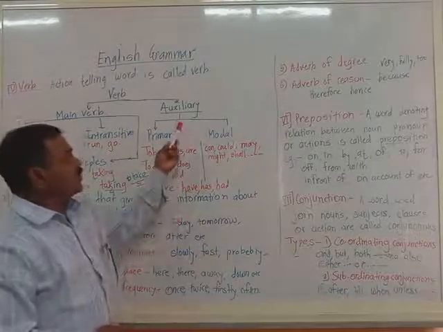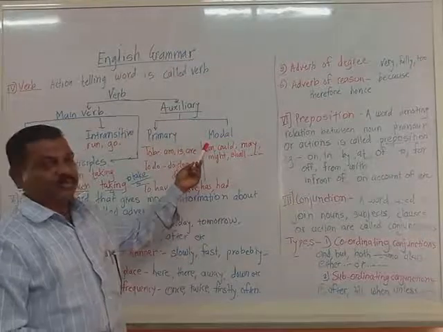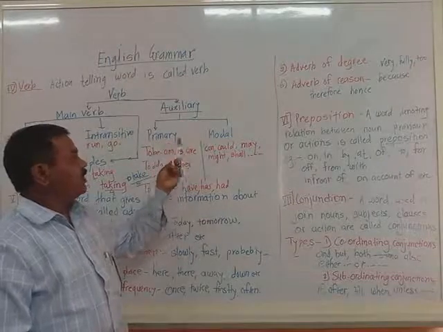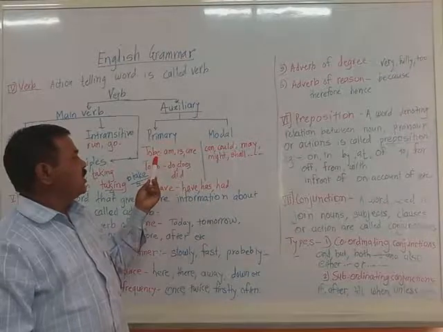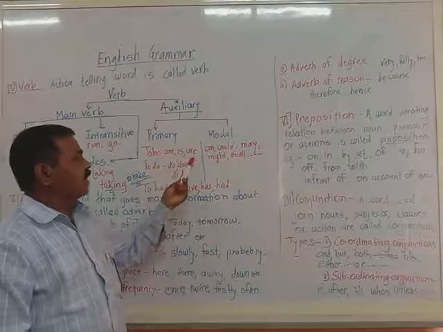Again, auxiliaries. There are two types of auxiliaries: primary auxiliaries and modal auxiliaries. So in the case of the primary auxiliaries, we can see the to be forms: am, is, are.